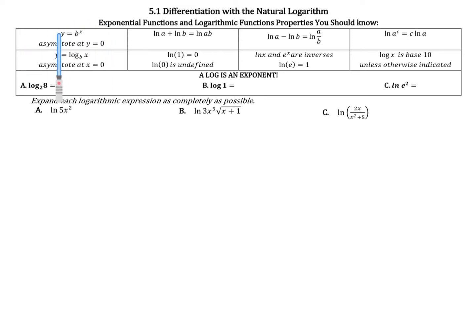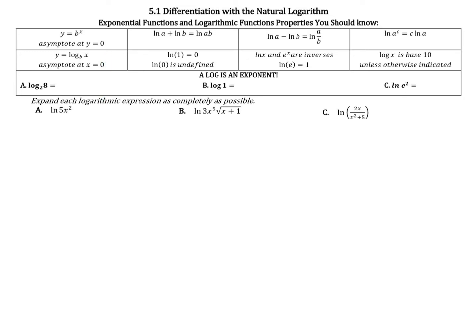Right here we have y equals b to the x. That is an exponential function. Exponential function base b, notice it's not e here. An exponential function of this form has an asymptote at the line y equals 0. Also, the inverse of that would be y equals log base b of x, right? The base becomes your base of your logarithm. And this has an asymptote at x equals 0 because these two functions are inverses of each other.